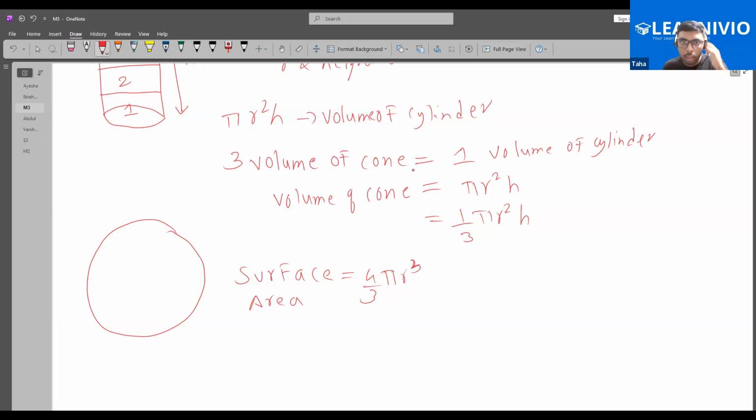4 pi r square. 4 by 3 pi r cube is volume, right? Volume, right, exactly. Okay, 4 pi r square.